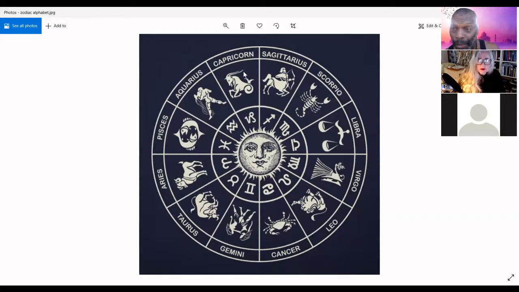Scorpio. To our left, Capricorn, Aquarius, Pisces. To our right, Virgo, Leo, Cancer. Okay, Sagittarius. For Sagittarius, to our left, Aquarius, Pisces, Aries. To our right, Libra, Virgo, Leo. Okay. Capricorn. To our left, Pisces, Aries, Taurus. To our right, Scorpio, Libra, Virgo.